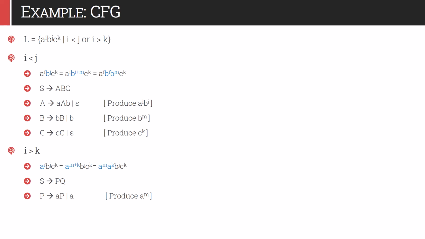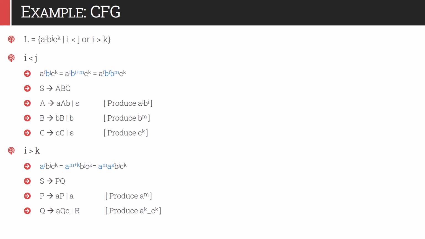To get a power k, b power j, c power k, we will first generate the outermost strings, that is a power k and c power k. So using Q we can write aQc. So aQc will ensure the language a power k, c power k.